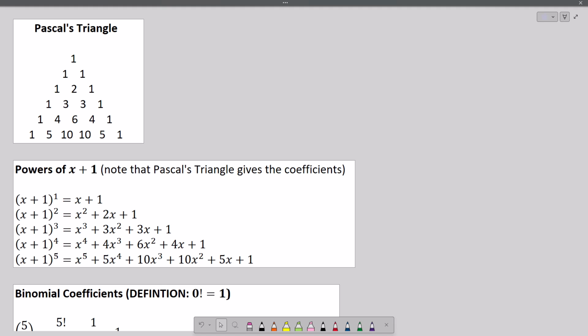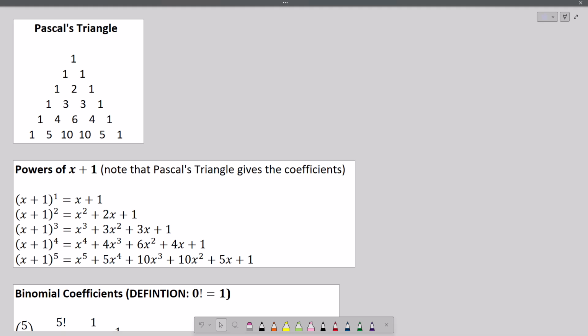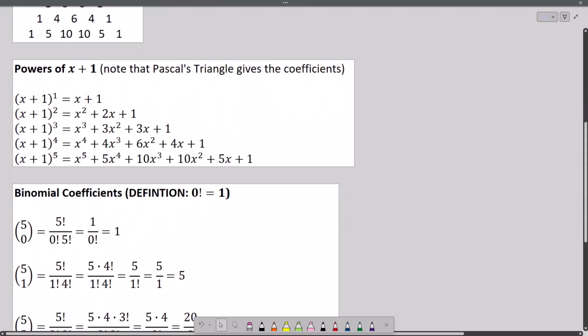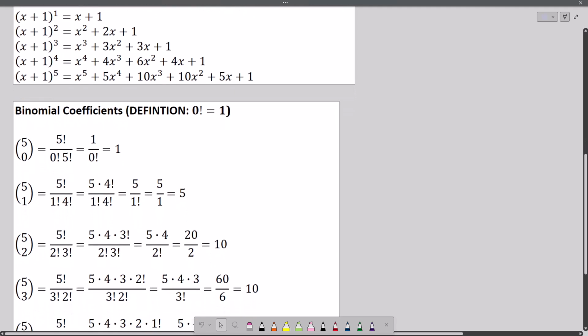So these all match coefficients. How do you get the numbers in Pascal's triangle? You just add the two numbers above. If you add the two numbers above, that's how you get the number below it. So we add these two, get a 5, those two get a 10, etc. So the numbers in the row match the coefficients of this binomial expansion. All right. Now, let's look at the binomial coefficients. They're called binomial coefficients for a reason.